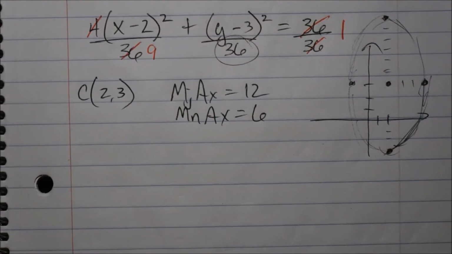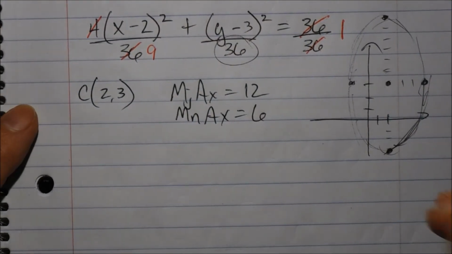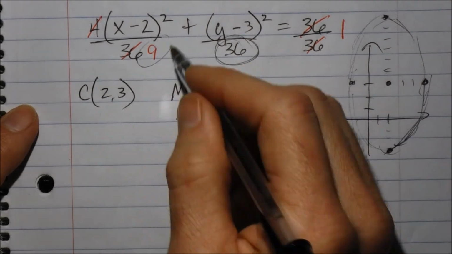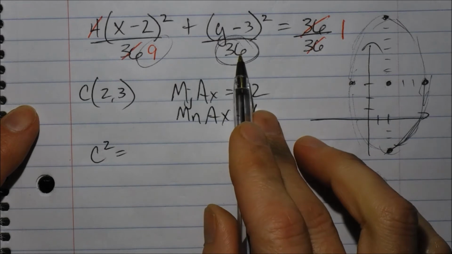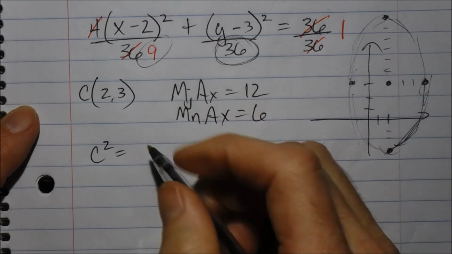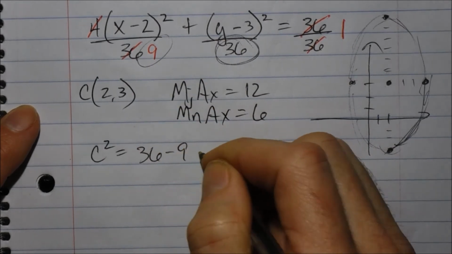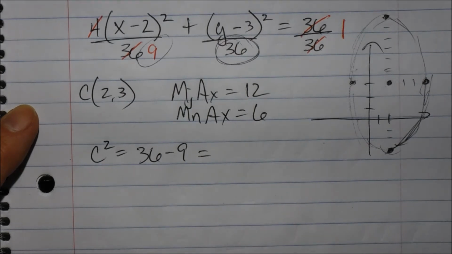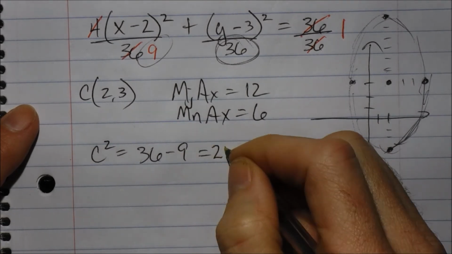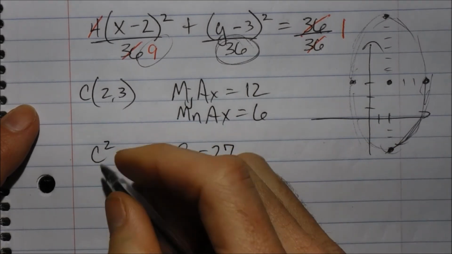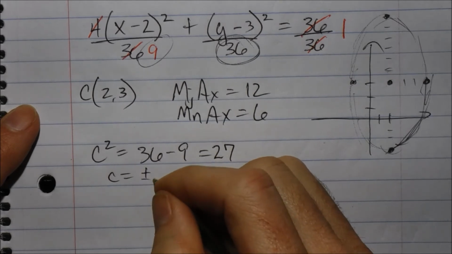And then the toughest part of the whole deal is getting those foci. So again, we need these numbers right here. You can almost do it in your head, couldn't you? c squared is equal to a squared minus b squared. 36 minus 9 is 27. That seems kind of nasty. If c squared equals 27, that means c is equal to plus or minus the root of 27.